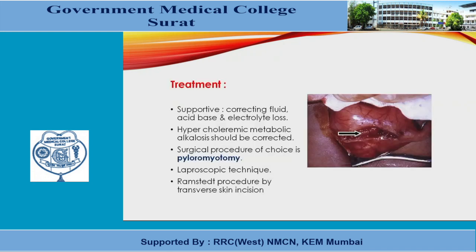In treatment, supportive treatment, we have to give fluids, correcting acid-base and electrolyte losses. Hypochloremic metabolic alkalosis should be corrected. The surgical procedure of choice is pyloromyotomy by laparoscopic technique, or we can do the Ramstedt procedure by a transverse skin incision.